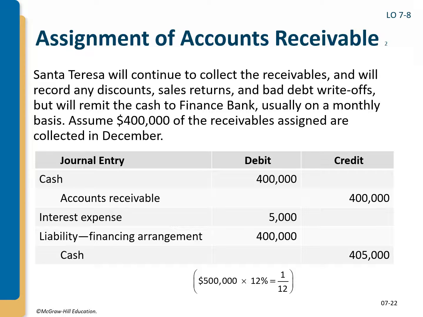$500,000 times 12% times 1/12. That should be times 1/12, not equals. 1 month of 12 months. The current loan balance is $500,000, and that's why we use that. So $5,000. So the amount of cash being remitted to the finance bank, $405,000.